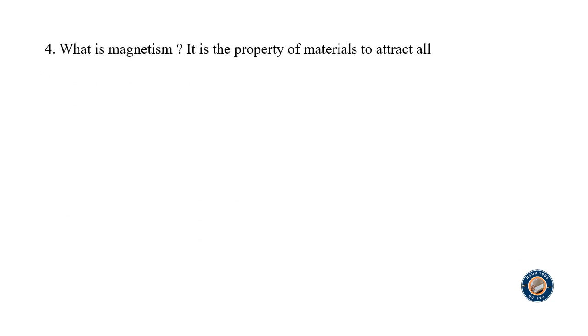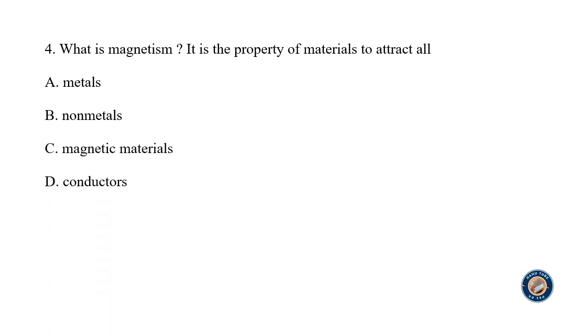Question number 4. What is magnetism? It's the property of materials to attract all A. Metals, B. Non-metals, C. Magnetic materials, D. Conductors.